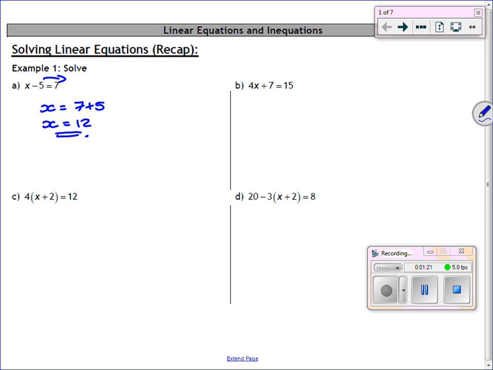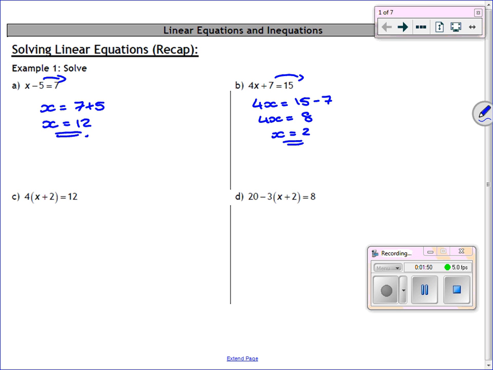Okay, two-step equation, if we've got 4x plus 7 is equal to 15, we take the loose terms over first before we get to the x's, so 7 becomes a minus 7. So 4x is equal to 15 take away 7, which gives us 4x is equal to 8. Divide both sides by 2, so x has to be 2.